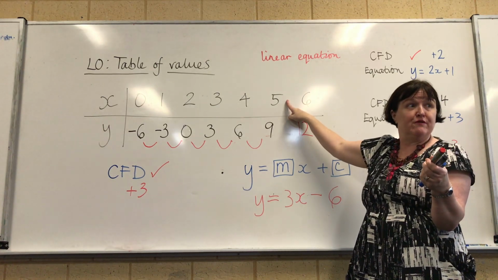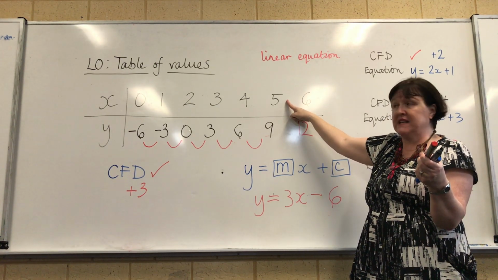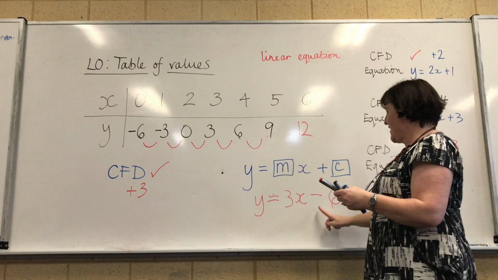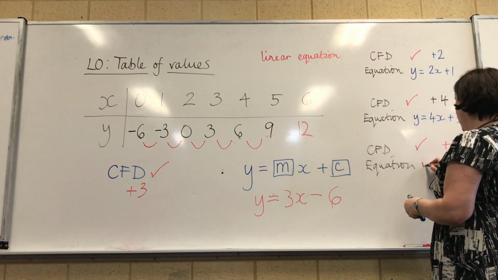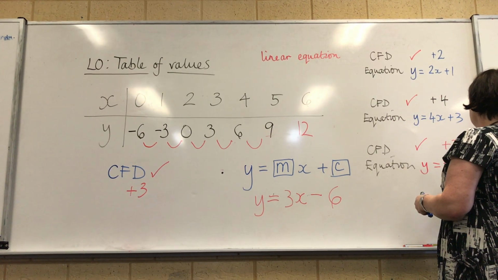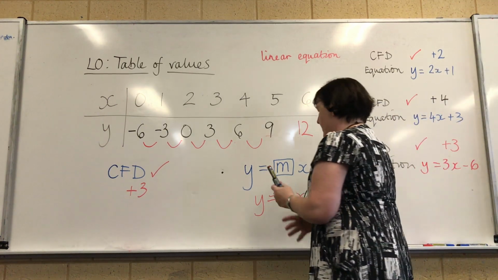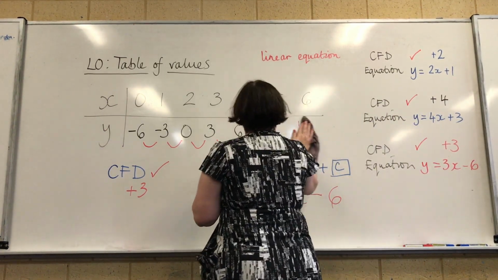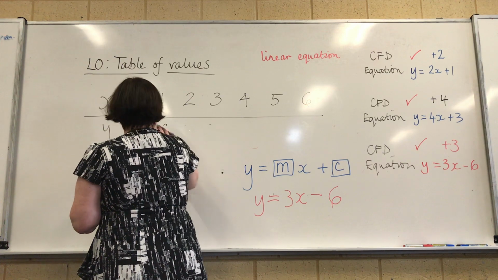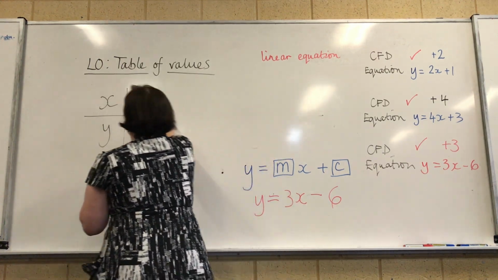3 lots of 5? 15. Take 6? 9. So that's the function. Well done. It's y equals 3x take 6. Very good. Right, now, what I want you to look at, though, is let's rub out these table of values.